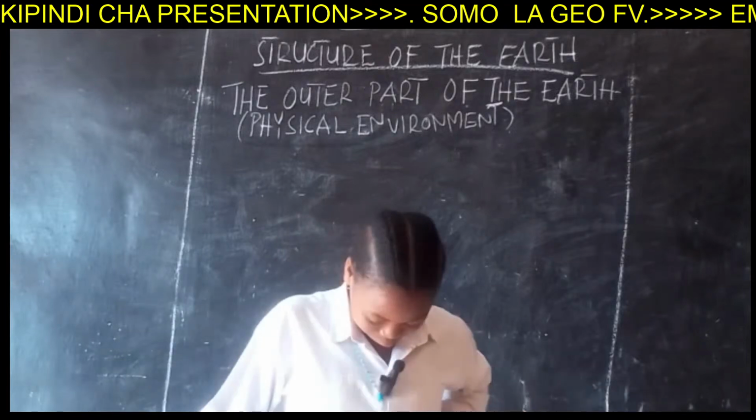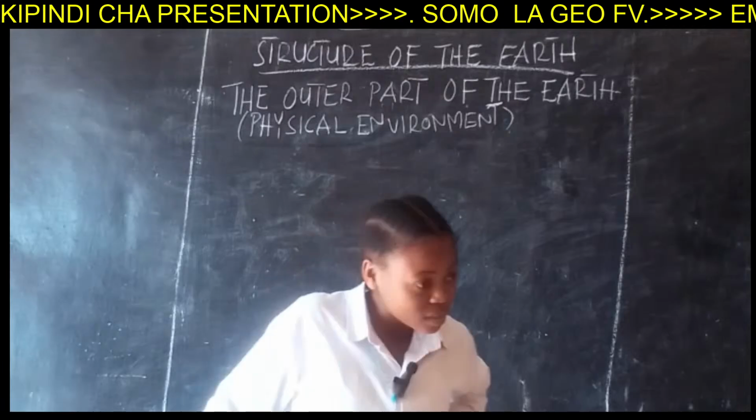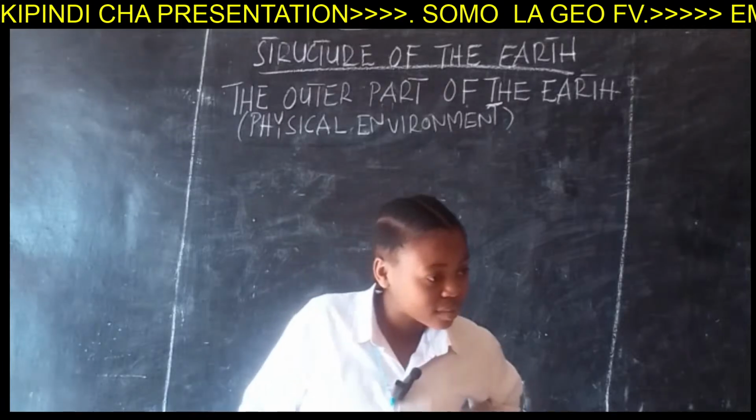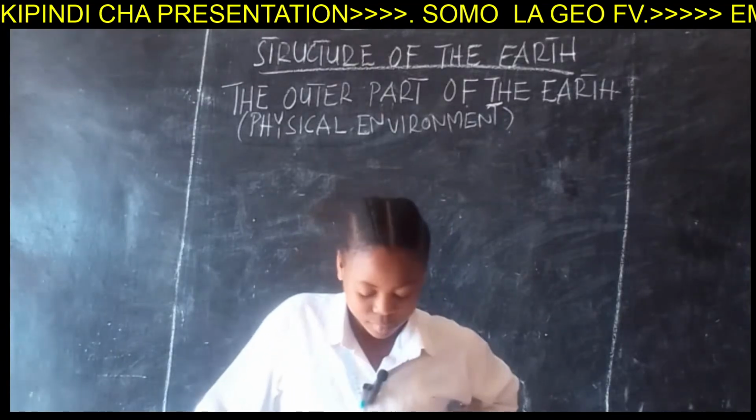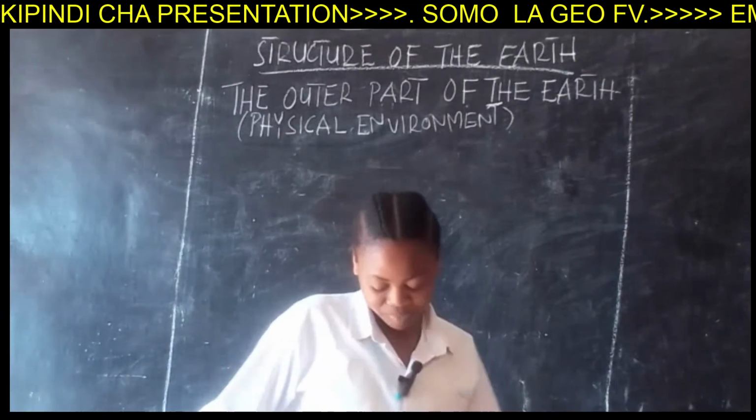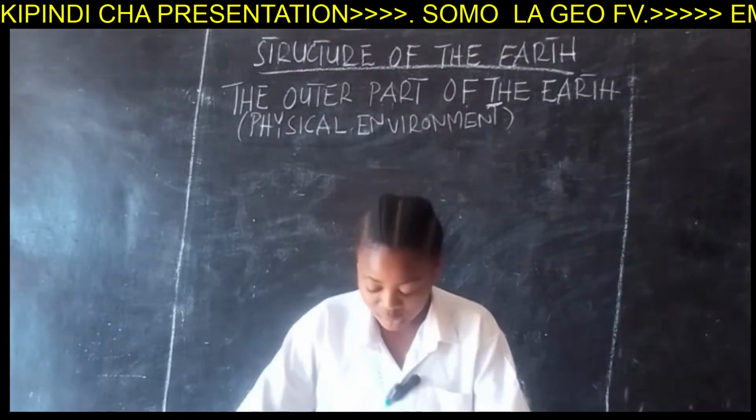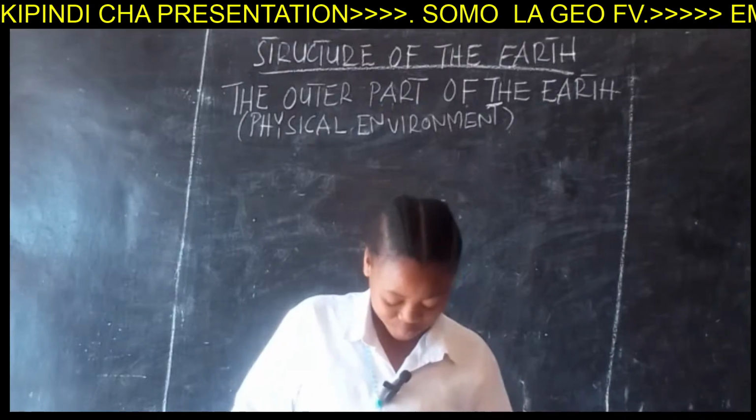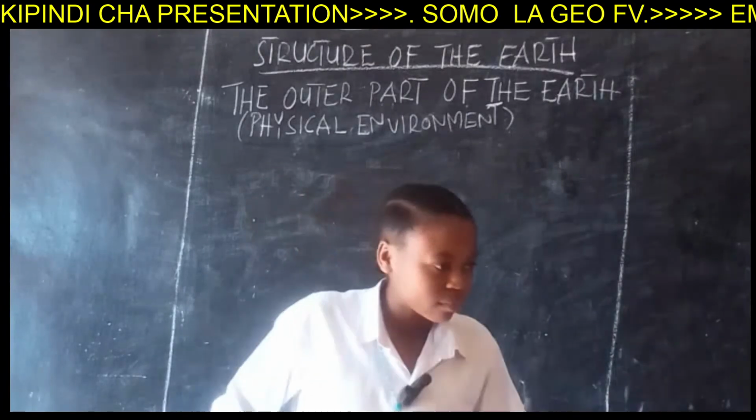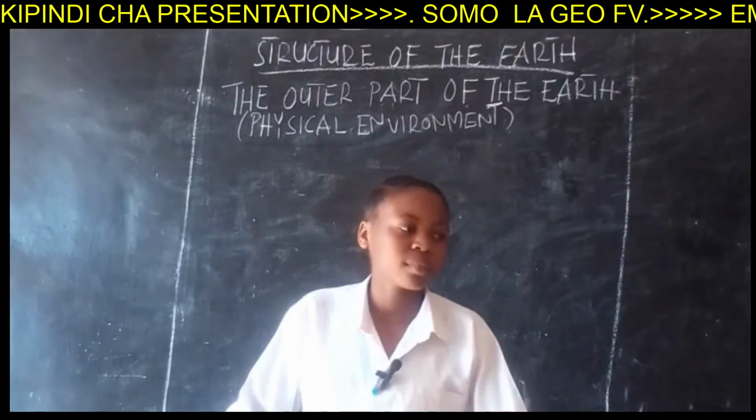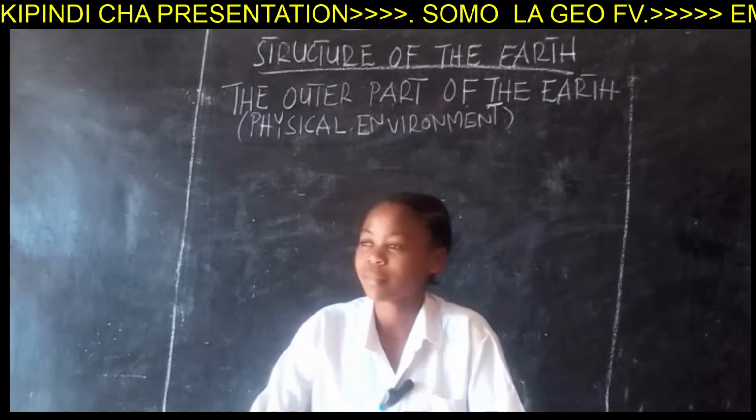Tell me the meaning of the term sial. Meaning of sial. Yes. This is the outer layer of the earth that forms the continents, made of silica and aluminium. Okay, thank you, madam. Another question?